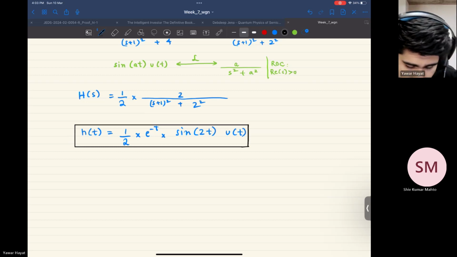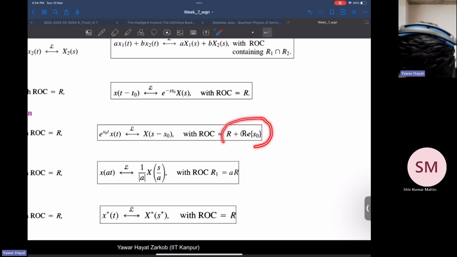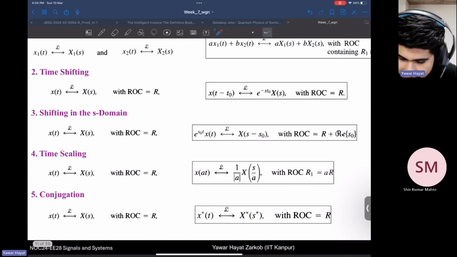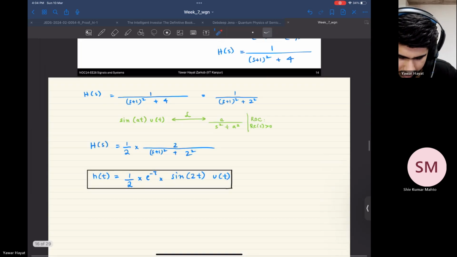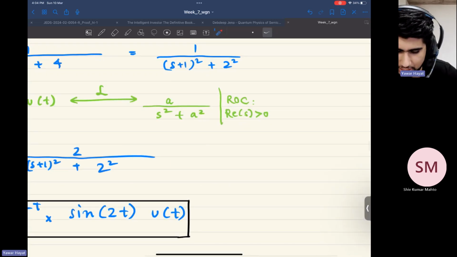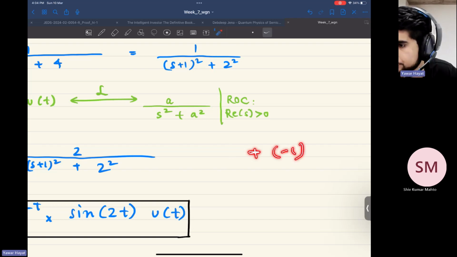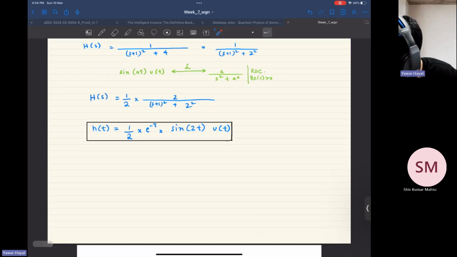Also notice I used this property, right? So the ROC would be ROC R in this case plus the real part of s naught. Here the ROC was real part of s greater than 0, so I'll have this plus the real part of s naught, and s naught is minus 1. Okay, let me know if you have any doubts. With that, I guess we'll move on to the third question.